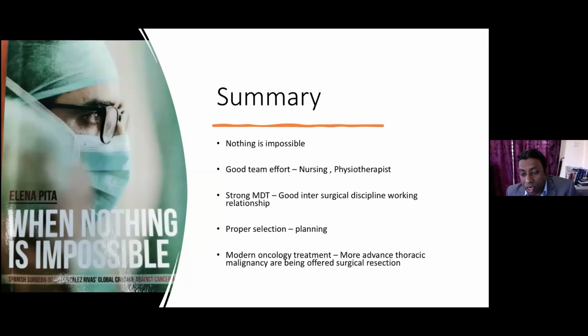A proper selection and planning for cases, especially when the resectability or operability of a case becomes questionable, will make the results better. And of course, with modern oncological treatment, there'll be more and more advanced thoracic malignancies coming to our doorstep. And we have to offer surgical resection when it's deemed possible. With that, thank you.